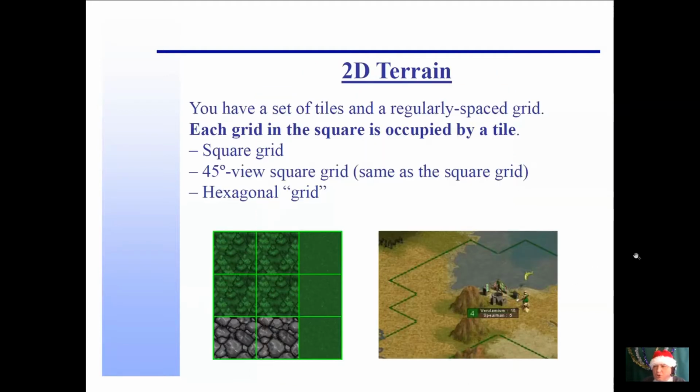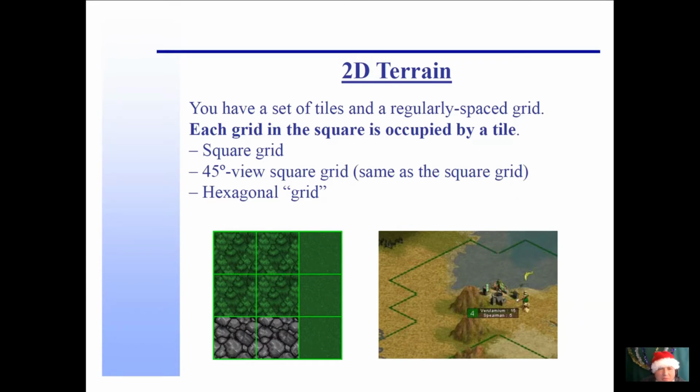But before we go to 3D terrain, let's have a quick look at how you could do a 2D terrain. The ideas presented here can be reproduced in 3D graphics as well, because this is basically how to create a tile-based terrain. We have a set of tiles on a regularly spaced grid. Each grid cell is a square occupied by a tile. So we have square tiles.